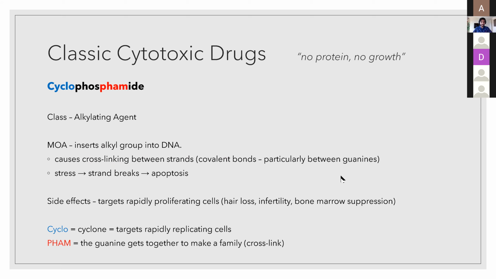Some side effects are that this drug targets rapidly proliferating cells, so not only cancer cells, but also things like hair, our sex cells, our cells in the bone marrow, so we can get hair loss, infertility, and bone marrow suppression. Now, using the actual drug name to help us remember what it does, cyclo, we can think cyclone. Cyclone is fast, we target rapidly replicating cells. And phosphamide, the guanines get together to make a family, and this is essentially referring to our cross-linking here.